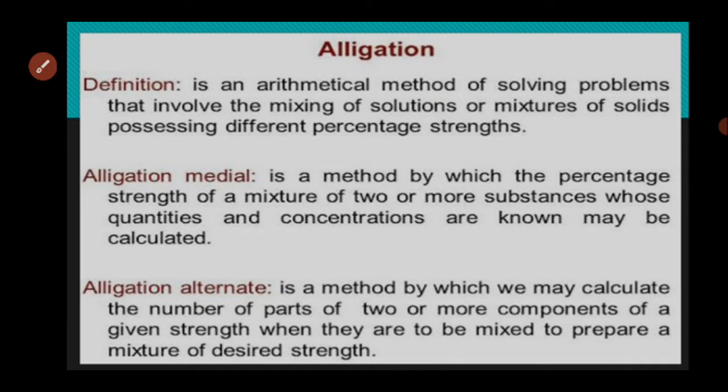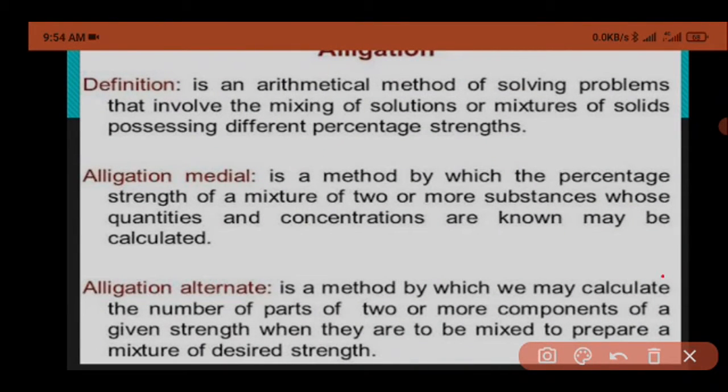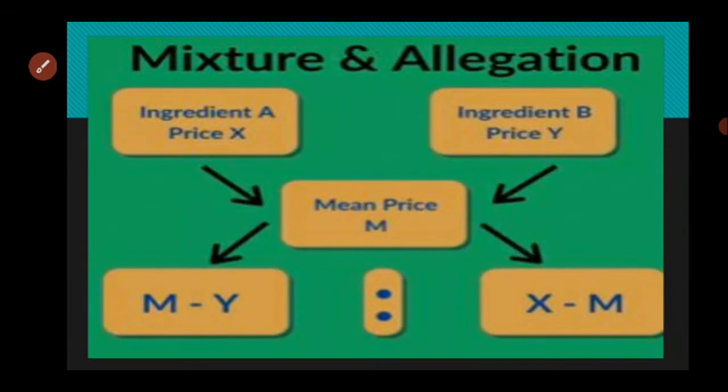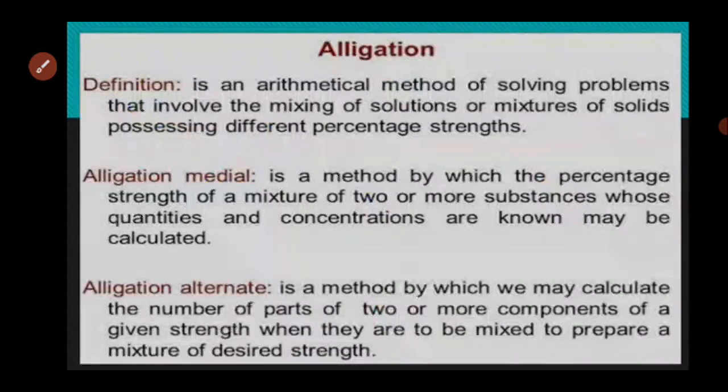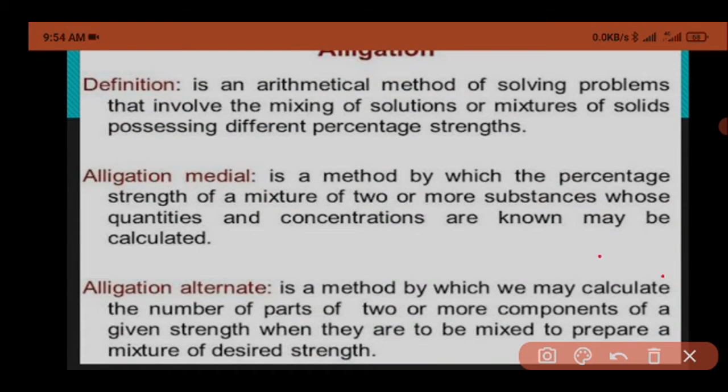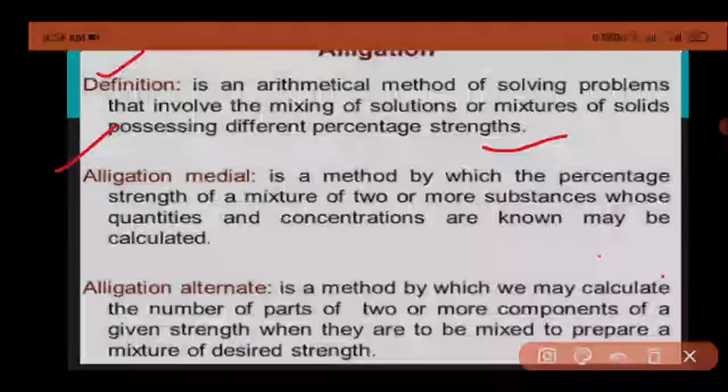The next topic that comes is alligation. What is this alligation? The definition of alligation is that it is an arithmetic method of solving problems that involve the mixing of solutions or mixtures of solids possessing different percentage strengths. A type of mixture, we can say. Now, two types of alligation are there: one is alligation medial, another is alligation alternate.